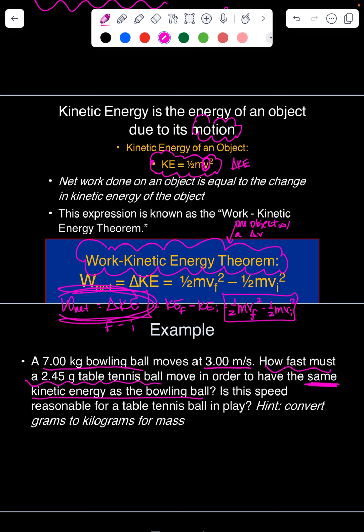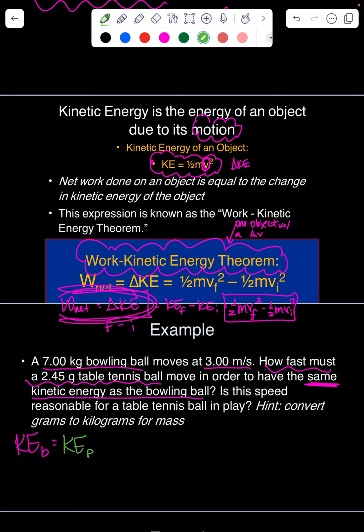All right, so here we are looking at two different objects. We have two separate objects. So we are not going to use the work kinetic energy theorem. What we are looking at is a bowling ball and a ping pong ball. We want the ping pong ball to have the same kinetic energy as the bowling ball. So we know that the kinetic energy of the bowling ball is going to be equal to the kinetic energy of the ping pong ball.